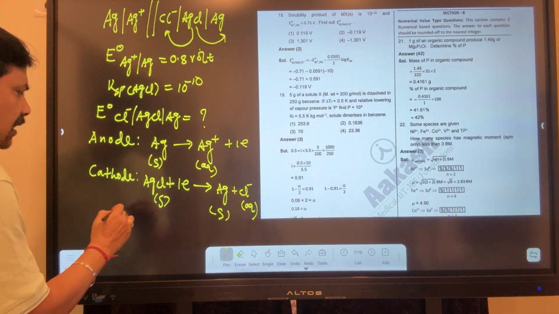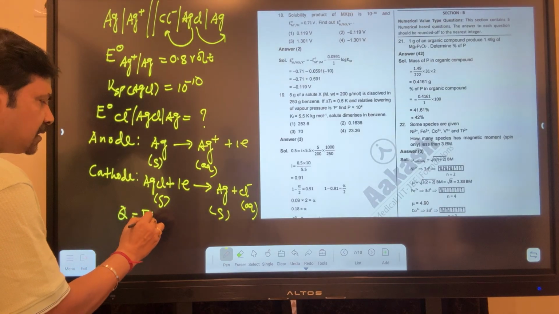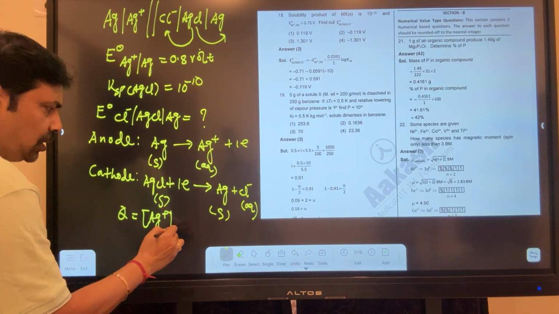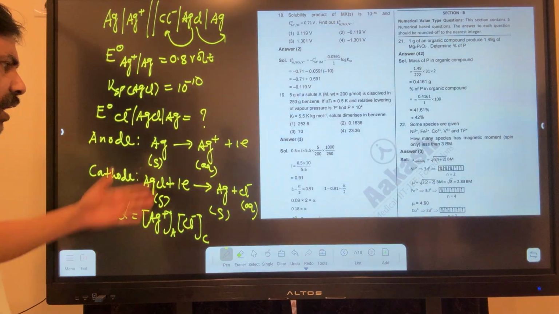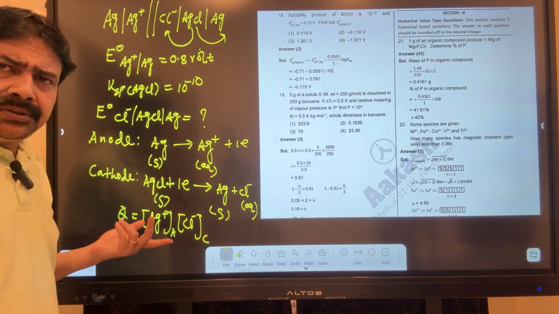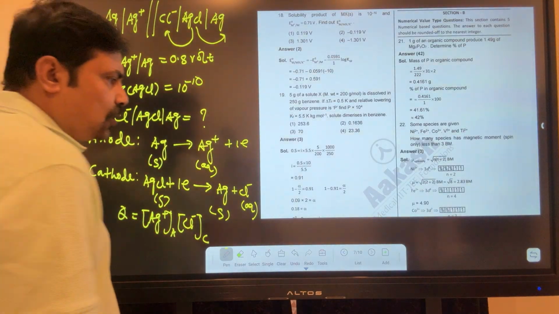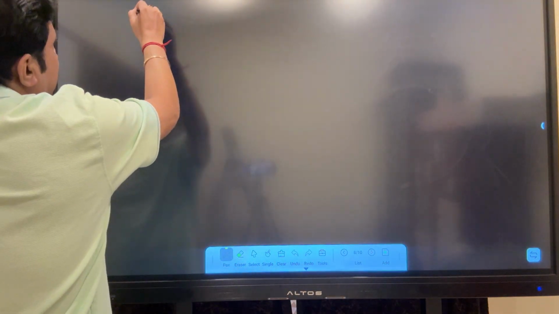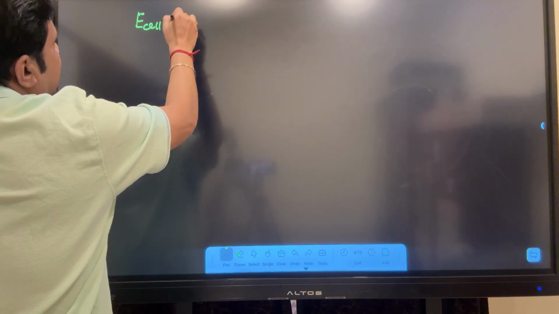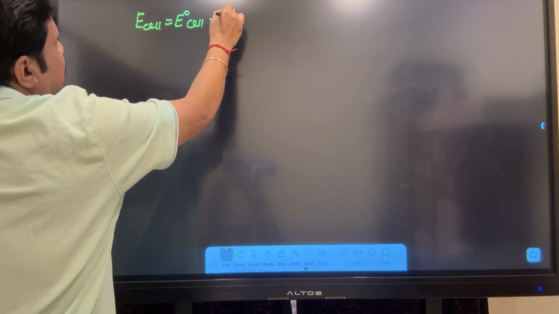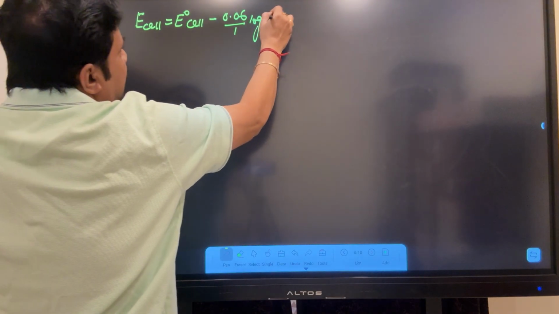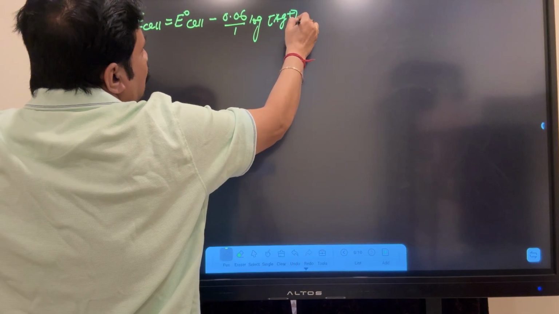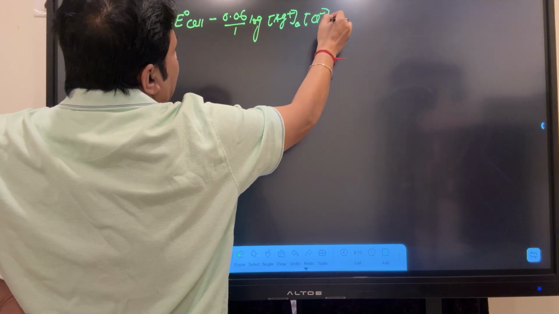Now immediately if I write down the Q expression, Q will be equal to silver ion concentration at the anode into chloride ion concentration at the cathode. Otherwise all other things are solid, there is no issue. So this is your Q. Now come to the next page, then only we can explain very nicely. Then if I use the Nernst equation, E cell will be equal to E naught cell minus 0.06 by n, with 1 electron change, log of Q, that is log of silver ion concentration at anode into chloride ion concentration at cathode.